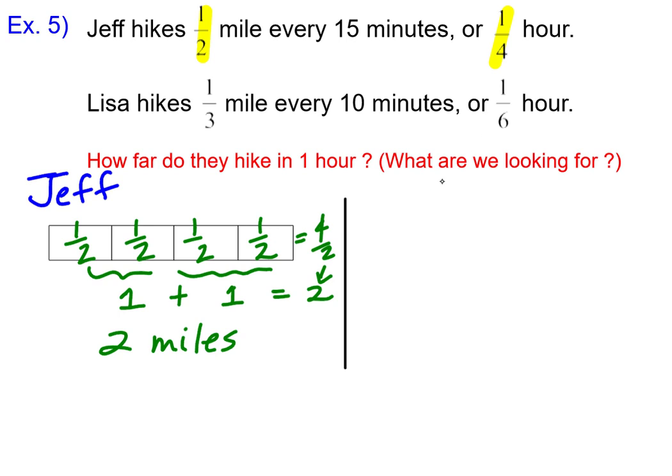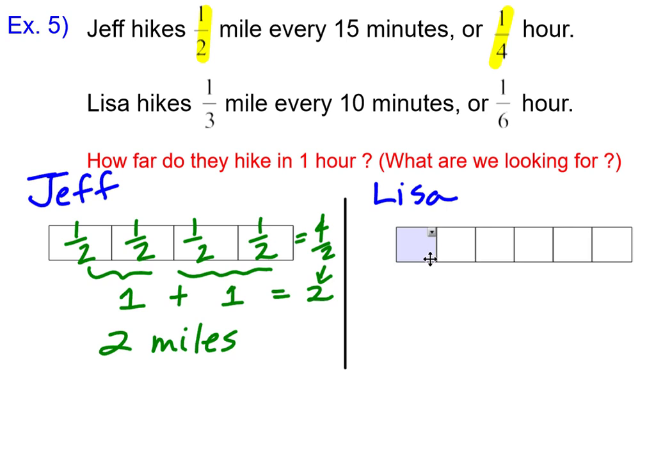Lisa over here is going to hike 1/3 of a mile every 10 minutes. So we need to build boxes for her too. And since it's 1/6 of an hour, in order to do an hour, we would need to show 6 boxes. So once again, she's got 1/3 of a mile every 1/6 of an hour. So let's put 1/3 in every box: 1/3, 1/3, 1/3, because that's what's really happening every 1/6 of an hour, and it takes 6/6 to make 1 full hour, right?